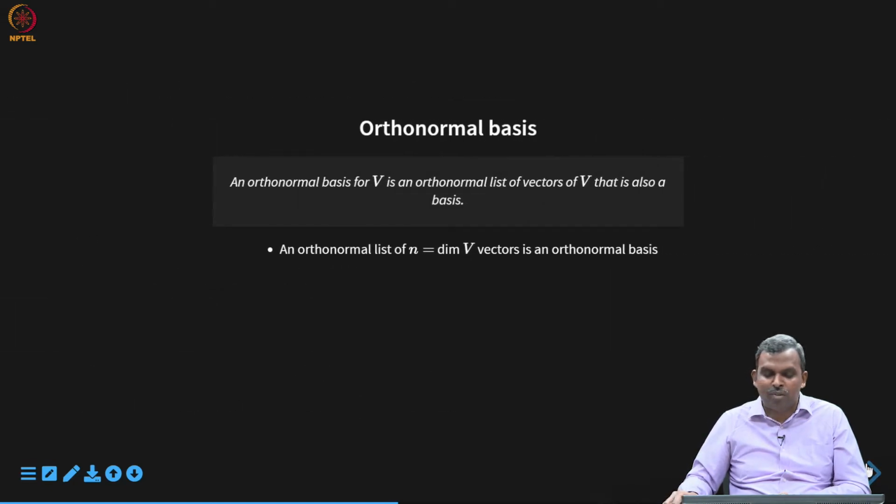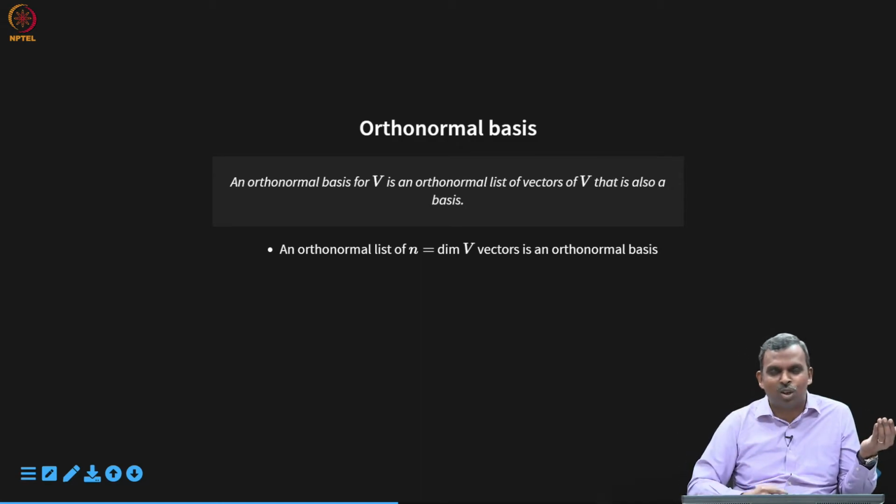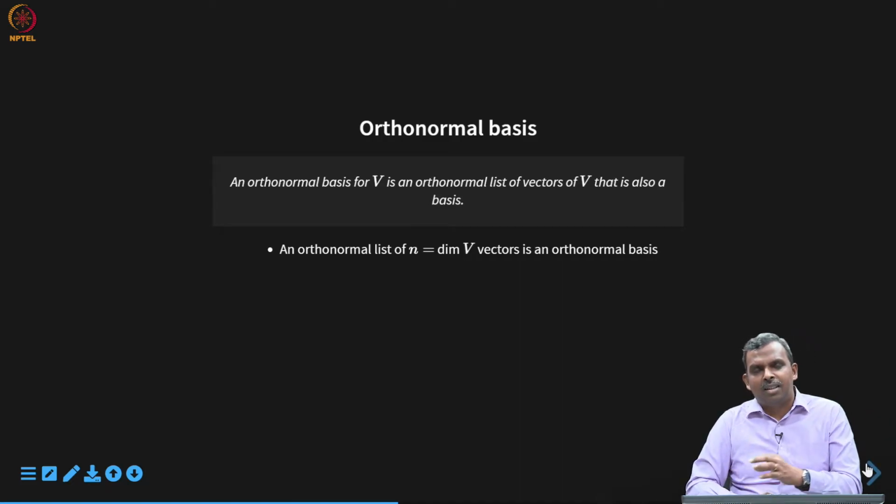So this leads to the definition of an orthonormal basis. An orthonormal basis for an inner product space V is simply what the name says. It should be a basis and it should also be an orthonormal set. Now that we know that an orthonormal set is also linearly independent, it is very obvious that if you have a finite dimensional vector space V of dimension n, and you produce n orthonormal vectors, then that forms a basis.